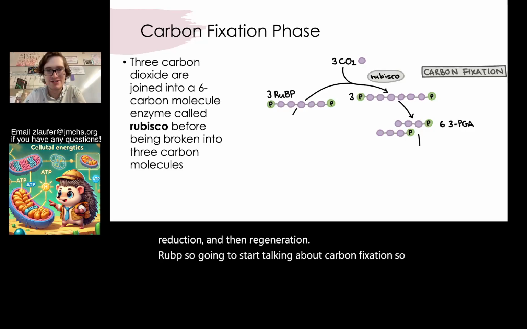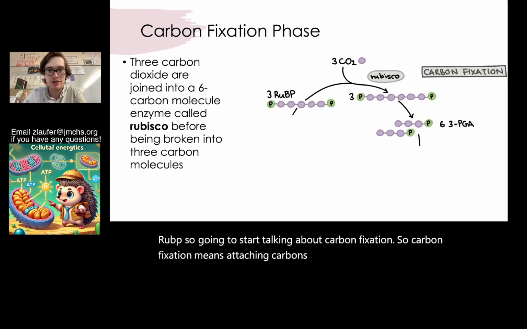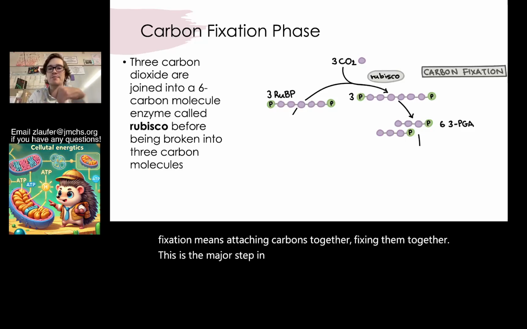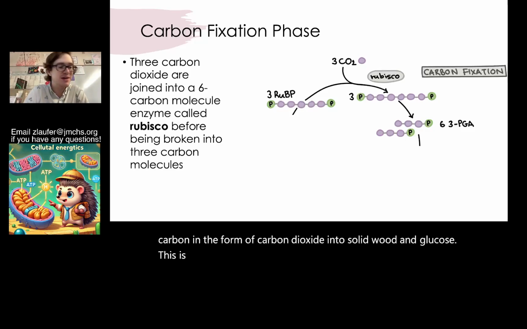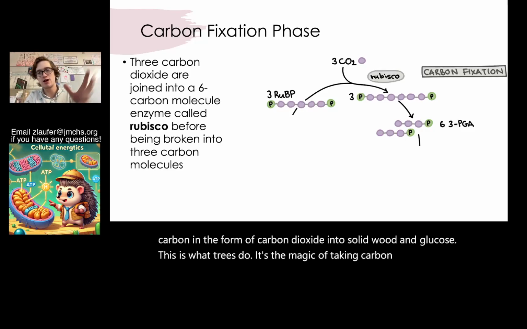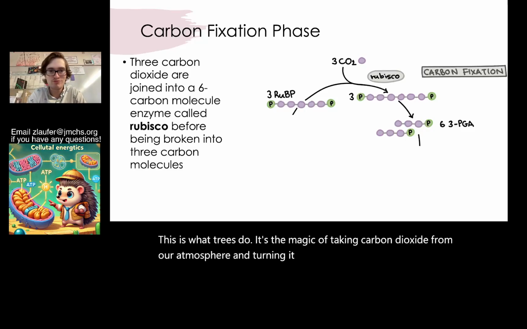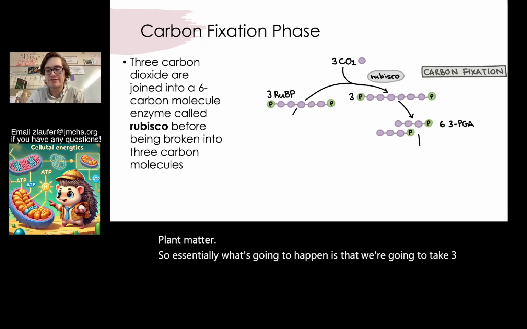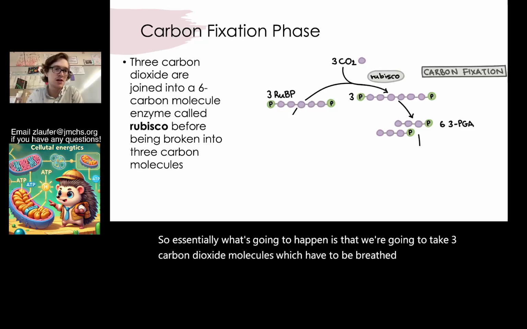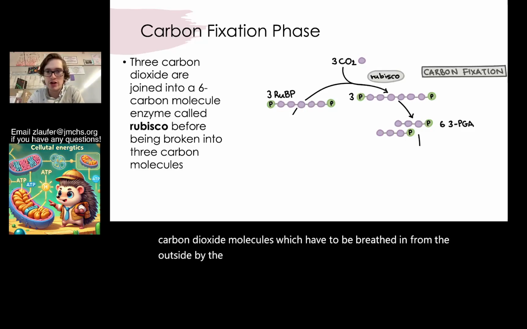So carbon fixation means attaching carbons together, fixing them together. This is the major step and goal. This is the magic that turns gaseous carbon in the form of carbon dioxide into solid wood and glucose. This is what trees do. It's the magic of taking carbon dioxide from our atmosphere and turning it into plant matter. So essentially what's going to happen is that we're going to take 3 carbon dioxide molecules, which have to be breathed in from the outside by the plant, and we are going to join them.